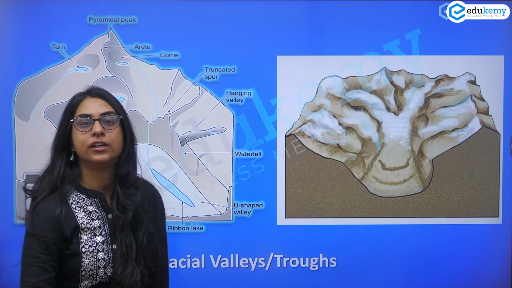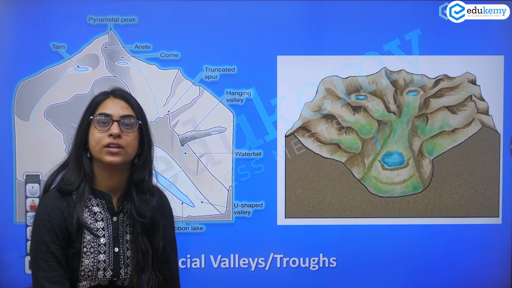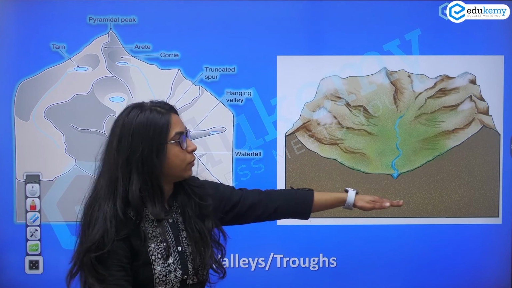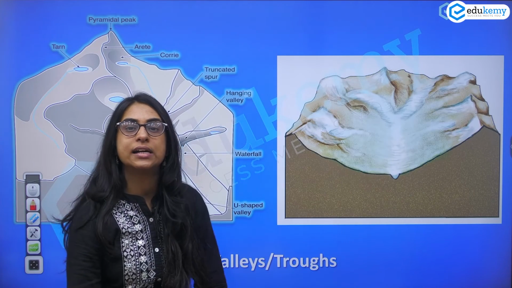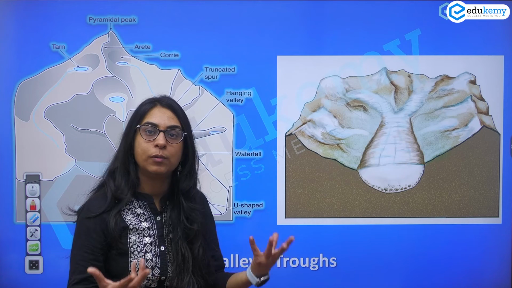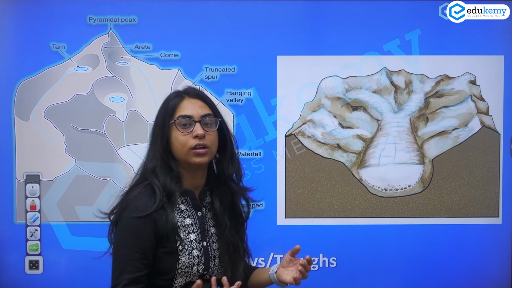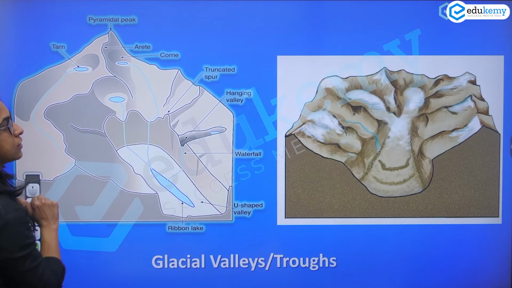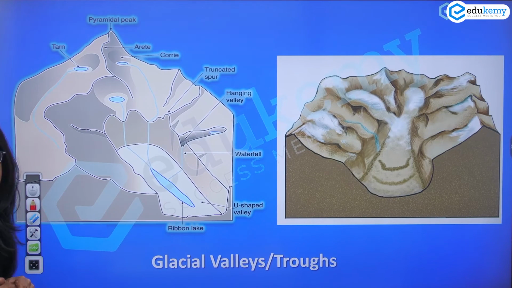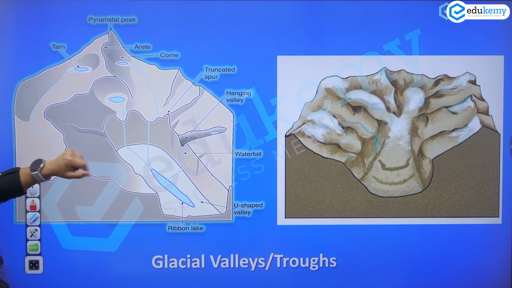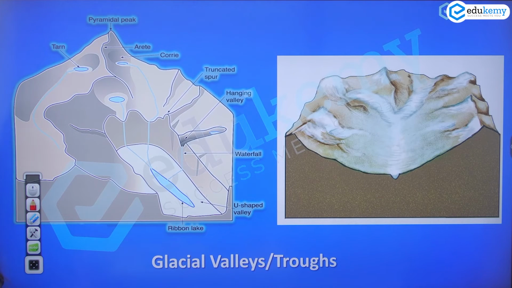Now what happened over time? The glacier melts. You can see the glacier melting. Once the glacier melts, it will become full of water. The glacier has melted and now it will have water. The glacier comes, the glacier meets, the glacier erodes the valley.